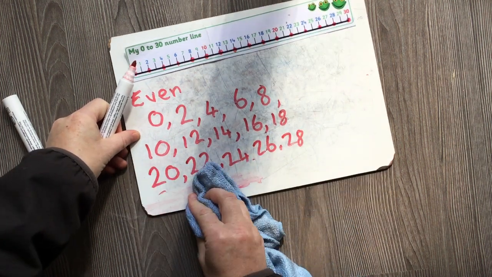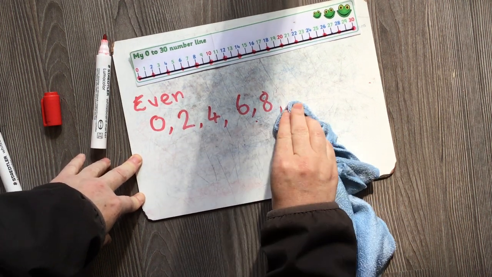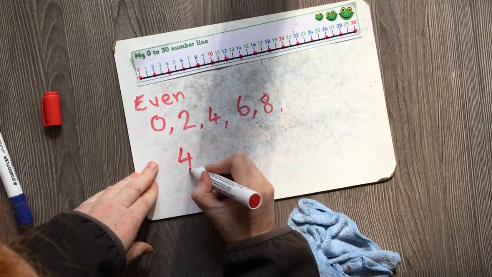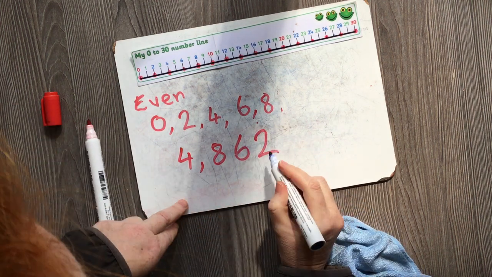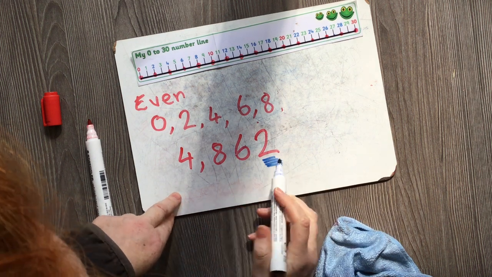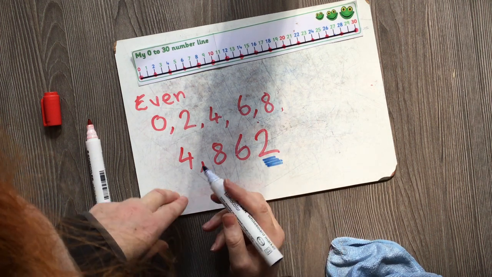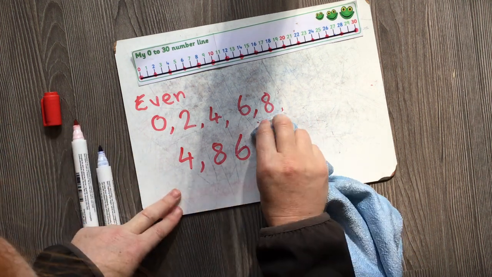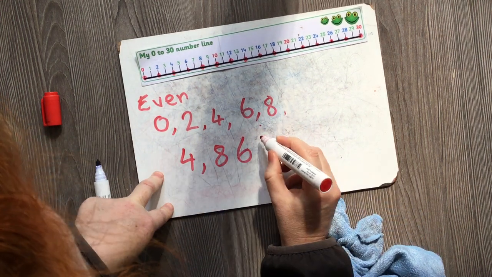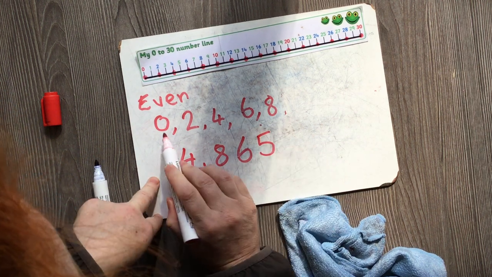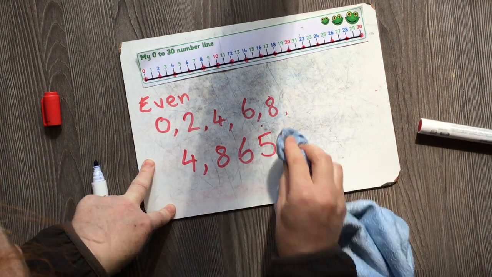And if I gave you a huge number, let me rub this out and give you a huge number, like 4,862. All you need to do is look at the units, which is the 2 at the end. And is 2 an even number? Yes. Then this whole number is even. If it was 4,865, what do you think? Is there a 5 there? No. So this is what we're going to do next.